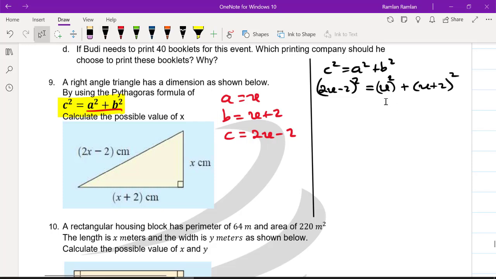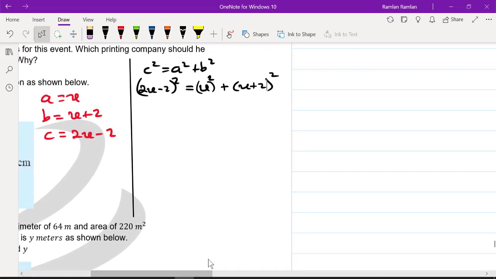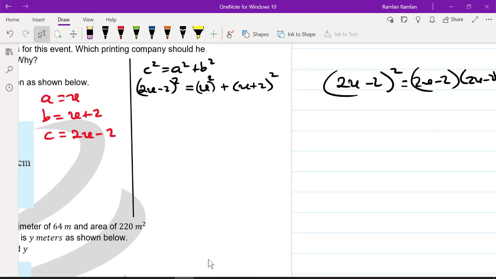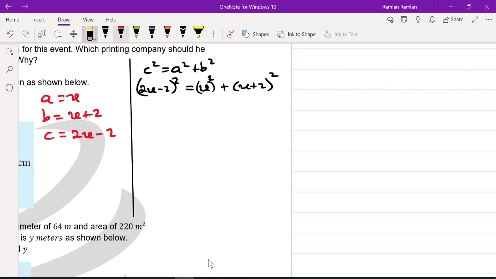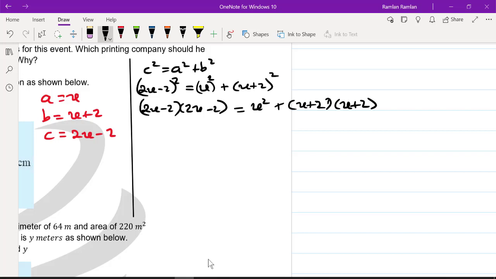So remember that 2x minus 2 squared means 2x minus 2 times 2x minus 2. I'm going to write it down for you guys. If I have 2x minus 2 squared, that'll be equal to 2x minus 2 multiplied by 2x minus 2. Don't forget this concept, and be careful with that. So that'll be 2x minus 2 multiplied by 2x minus 2 equals, this one is just x squared, and this one becomes x plus 2 times x plus 2. Again, we can do the FOIL method like we did before.